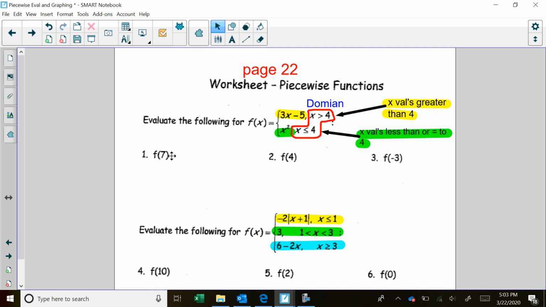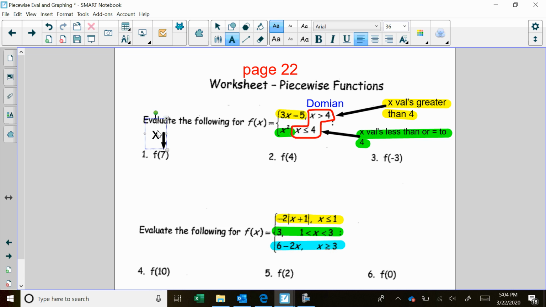And so let's take a look at a problem. I'm going to use color coding here. This is the x right there. That's x. Okay. Let's get that up there. So our x is 7 in this problem number 1. Over here in problem number 2, our x is 4. And over here in problem number 3, our x is -3.